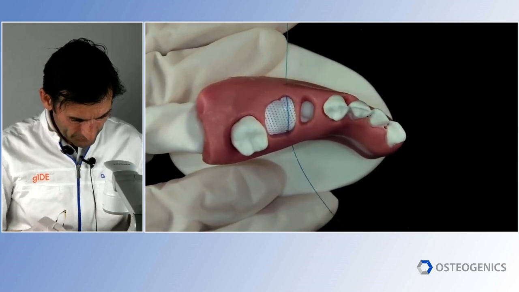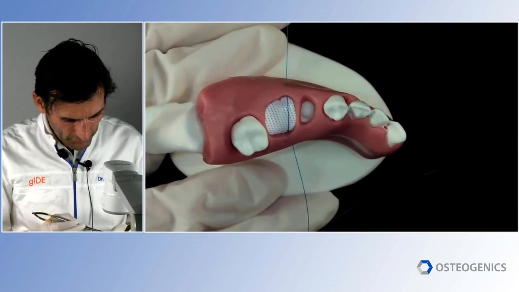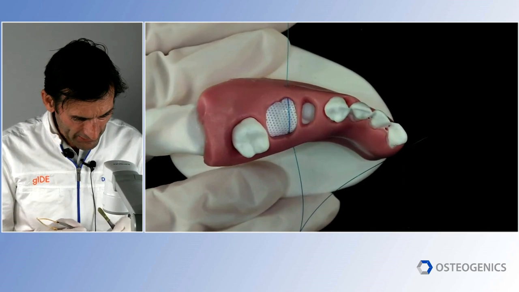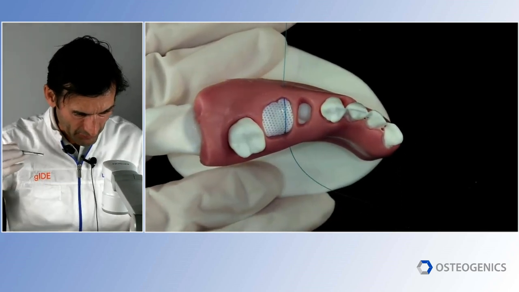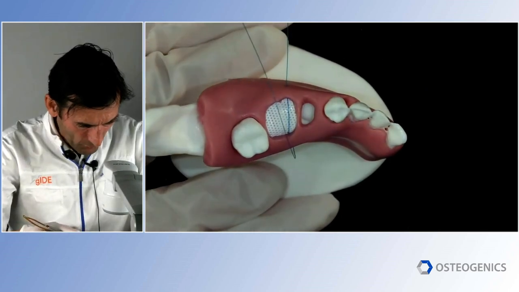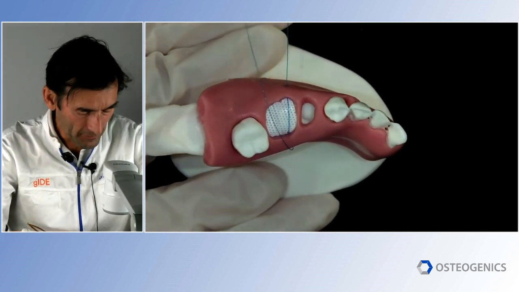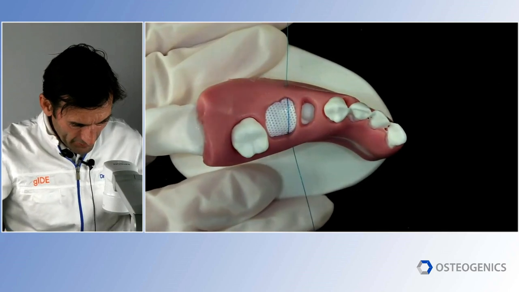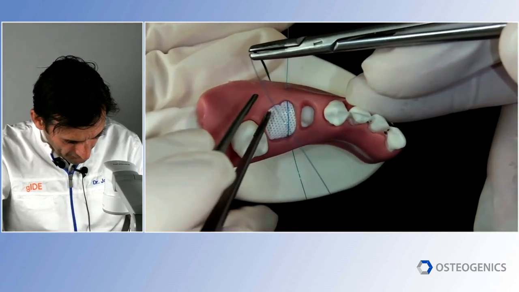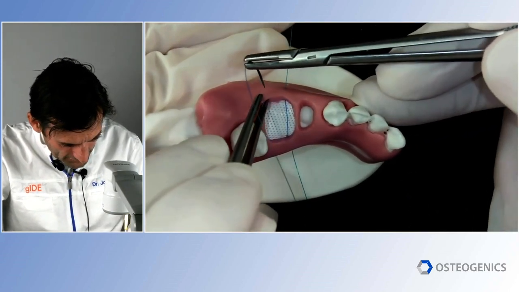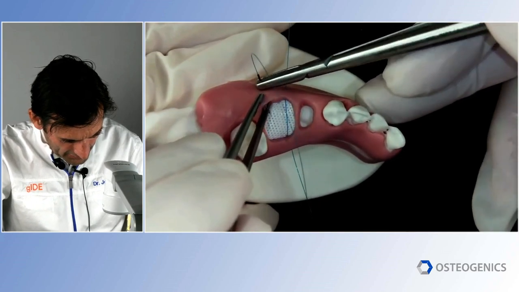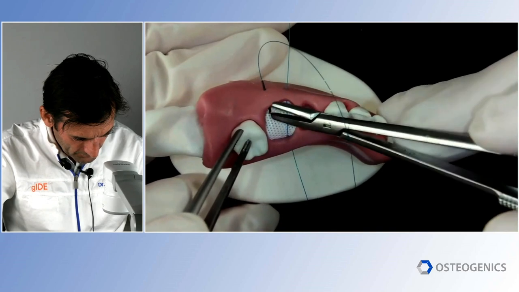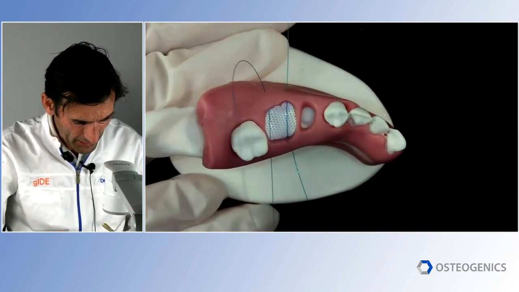But now, of course, I want to go over the flap because I need to also get the margins to approximate each other. So what I do now with the next suture, I'll just lay it over. I'll go over this. And I will come again from the external flap internal. So I go from the outer part to the inner part and come through here, taking the flap.